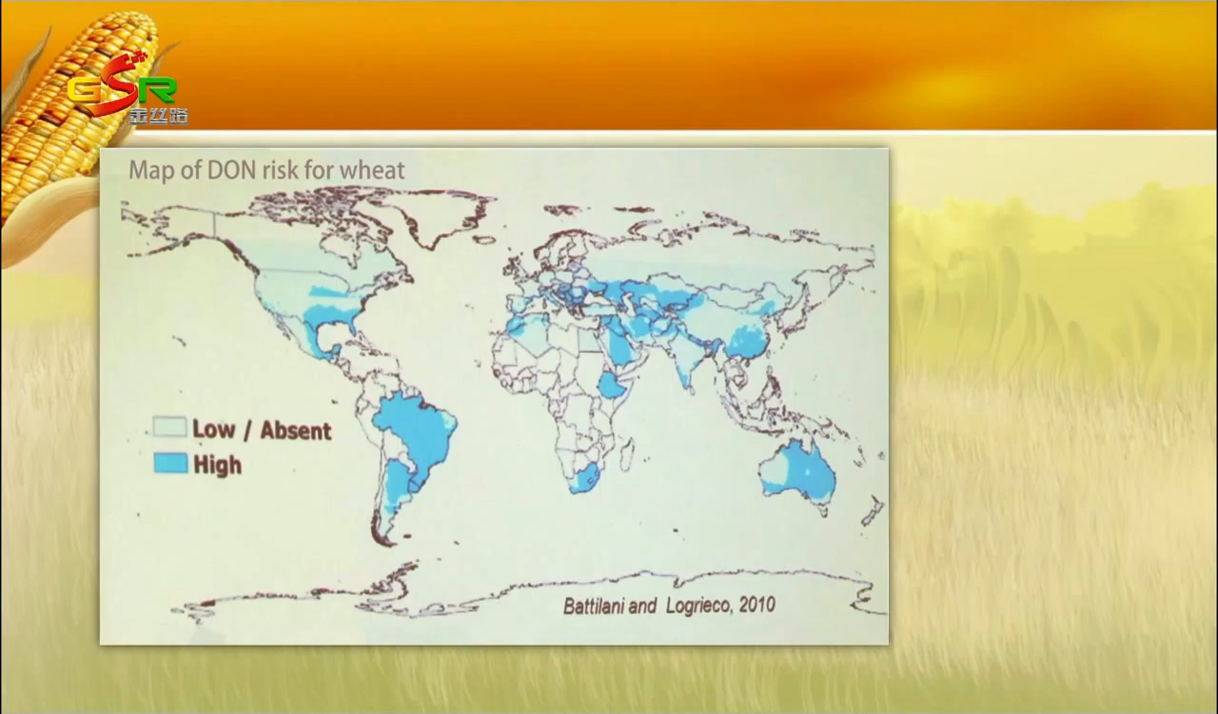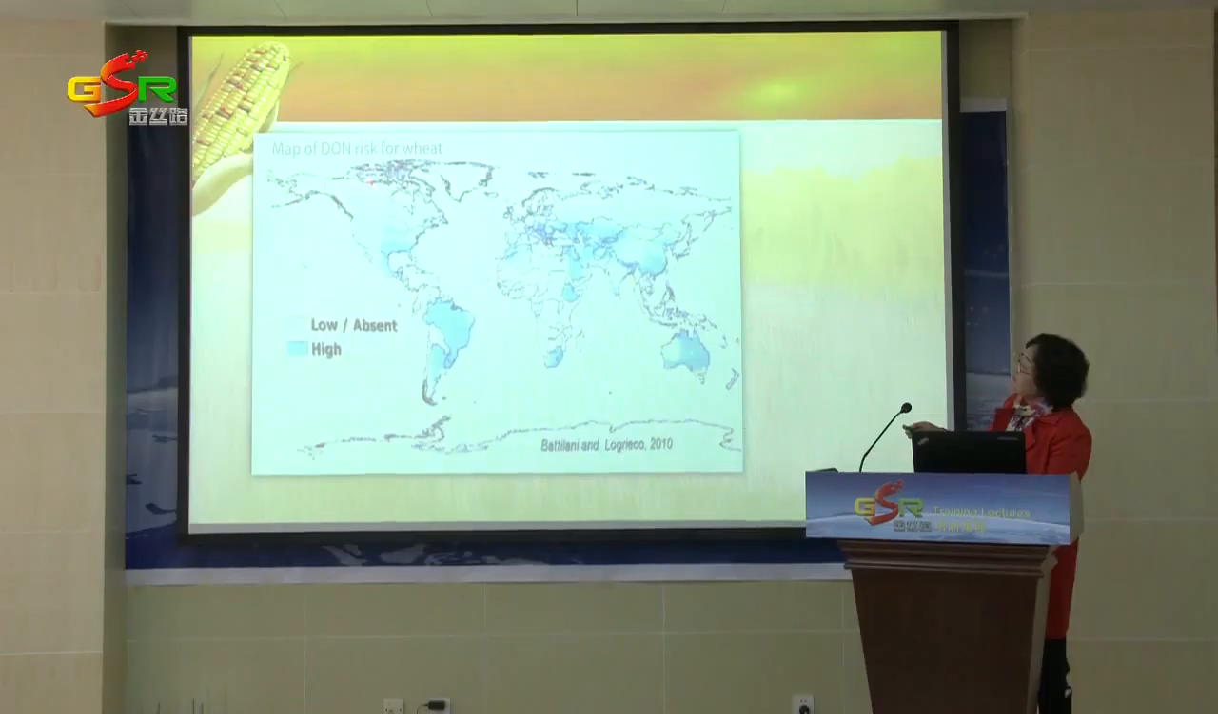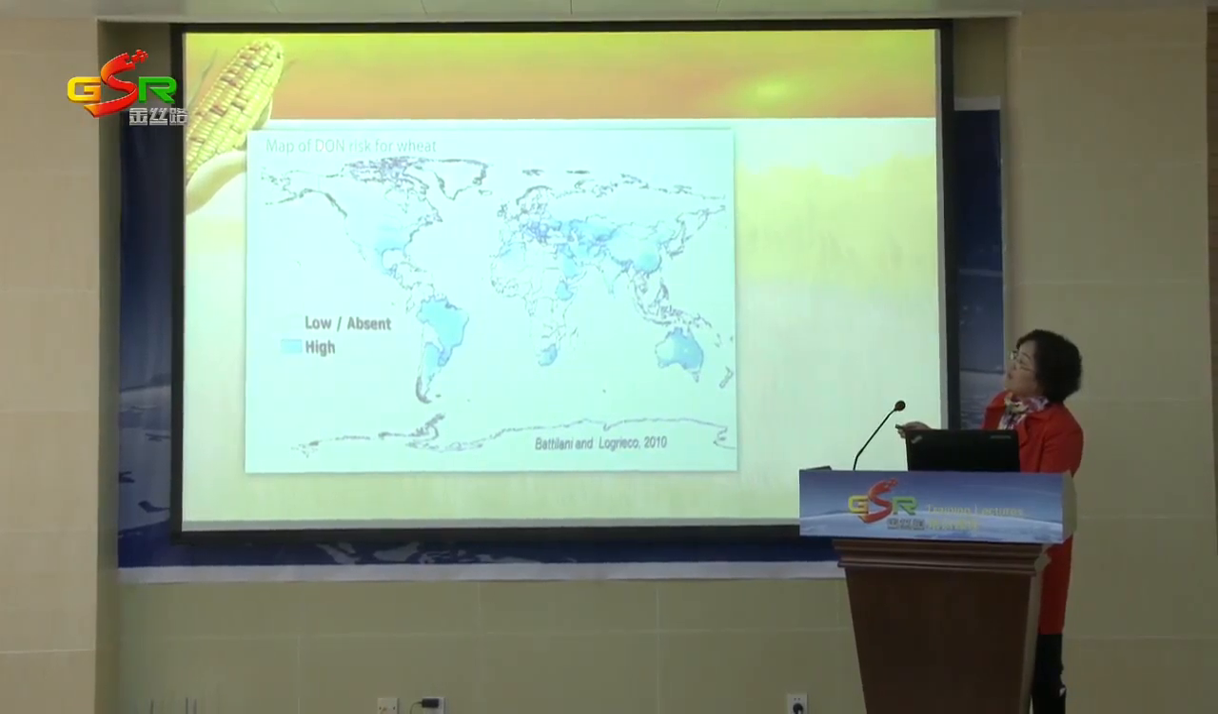This map shows the DON rate for wheat. You know the black is a very high record, and the wheat is low in percent. You know there is so much blue. Any blue is the high rate of DON.